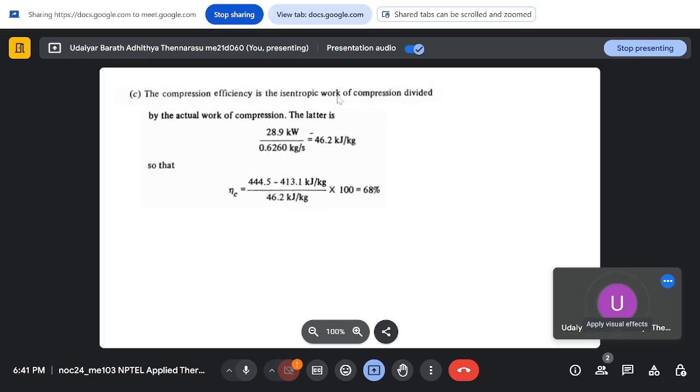So the compression efficiency is the isentropic work of compression divided by the actual work of compression. So here the actual work done is the actual power 28.9 kilowatt divided by the actual flow rate, which gives you 46.2 kilojoule per kg. So substituting that, if ideal work is H2 minus H1, so compressor out minus compressor in enthalpy, divided by the actual specific work of compression, it comes out to 68%. So the compressor isentropic efficiency is 68%.